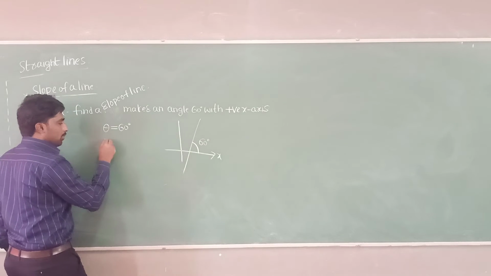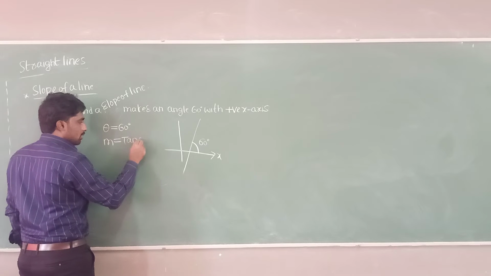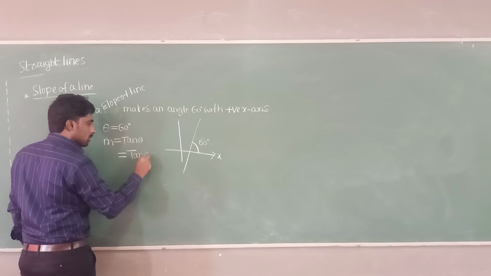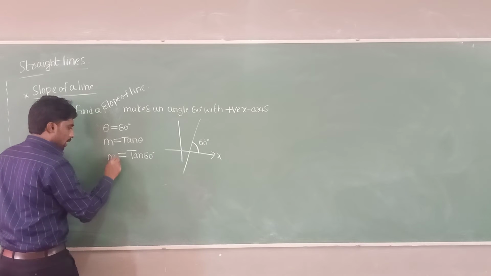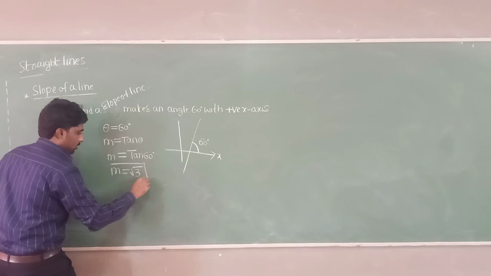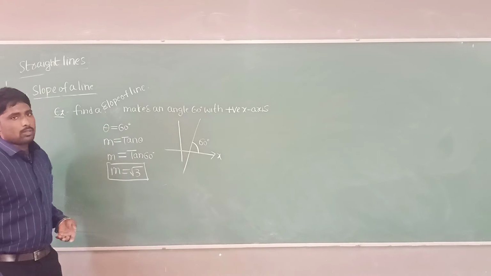If I want the slope of the line, the formula is m equal to tan theta. So if I substitute this theta value here, what am I getting? Tan 60 degrees. So what is the tan 60 value? √3. So finally the slope of this line becomes √3. Okay. All of you note down this point.